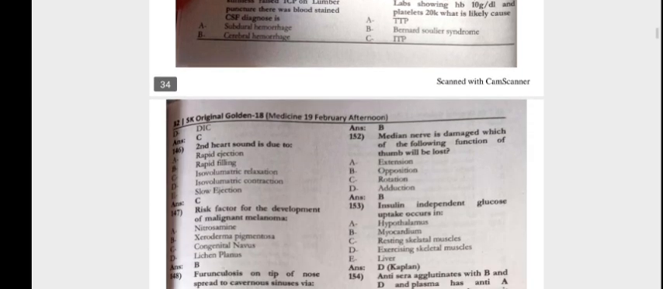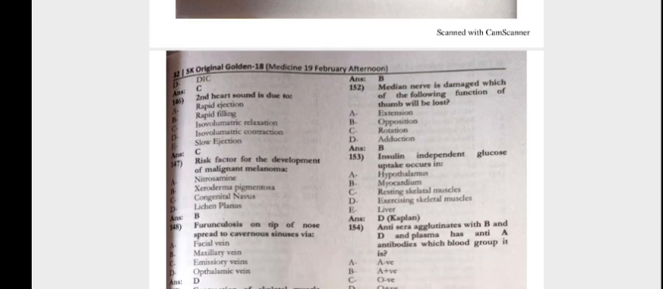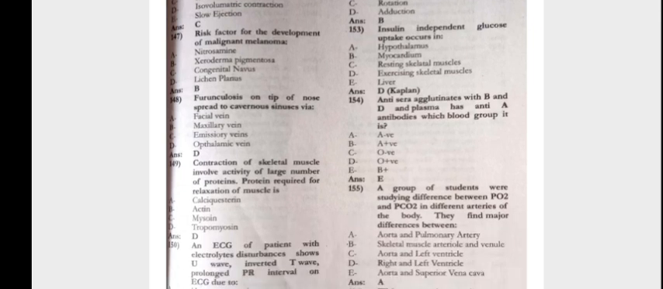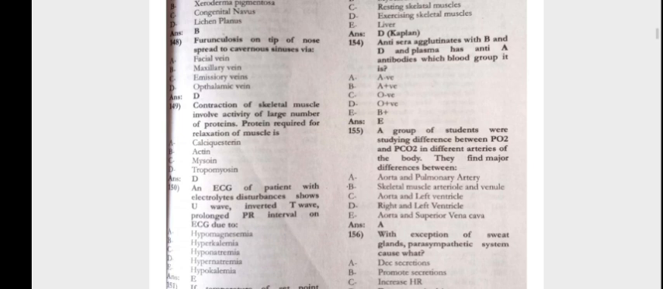That is definitely ITP. Next, the second heart sound is due to the isovolumetric relaxation. Risk factor for the development of malignant melanoma is xeroderma pigmentosum. The furunculosis on the tip of the nose spreads to the cavernous sinus via the ophthalmic vein. When the contraction of the skeletal muscle involves activity of a large number of proteins, required for the relaxation of the muscle is the tropomyosin.